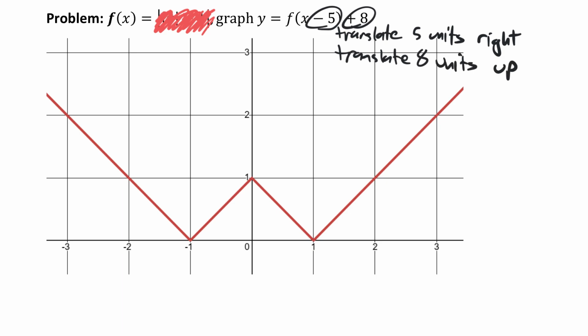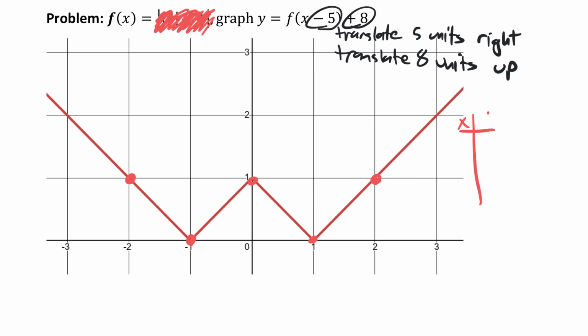So what I'm saying is, do some transformations. Take the graph, move it right 5, move it up 8. Okay, well, in English, I don't think that's terribly difficult to do. We can take some key points on the graph, maybe these 5 points here. We could put them in a little table.